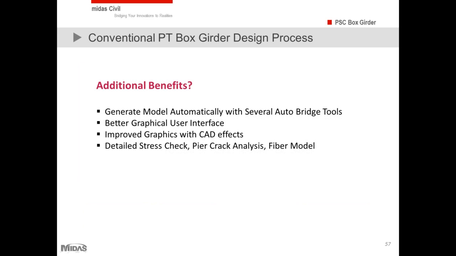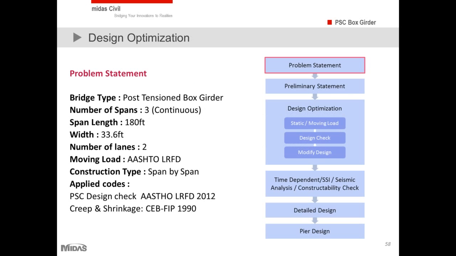And there are some additional benefits for using one single platform. You can generate the model automatically with the auto bridge modeling tools that we have. It has a better graphical user interface, which will be easier to learn for the engineers. Improved graphics with CAD effects, and detailed stress check, pier crack analysis, and fiber model analysis are included in Midas Civil. Thus, you can perform detailed analysis and obtain the results for the same.